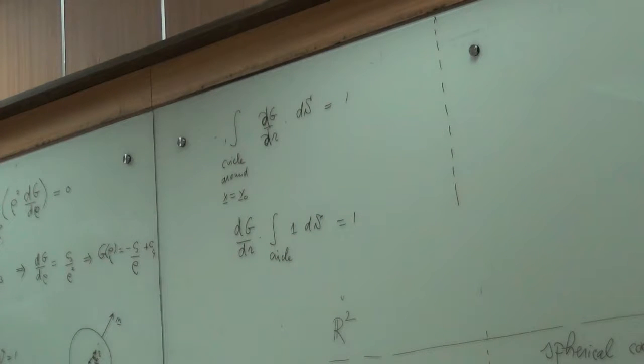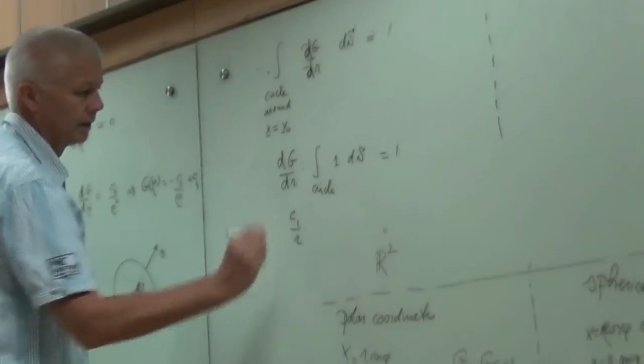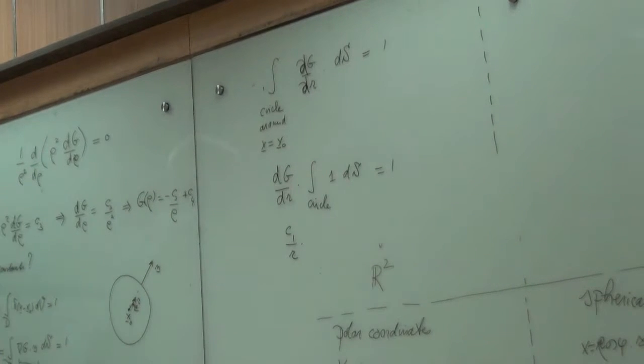Well, dg/dr I know. What is it? It's C1 over r. I can also differentiate this C1 over r. What is the integral over the circle?